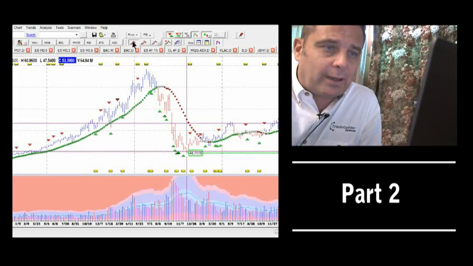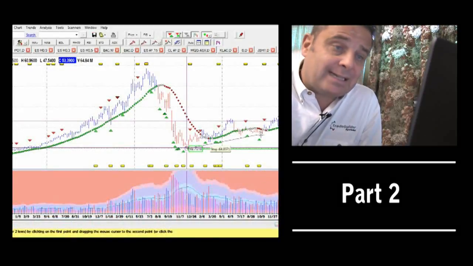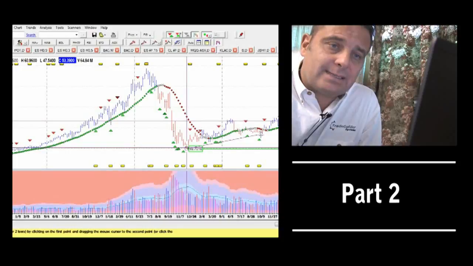So we're going to do a nice trend line here. We're going to take the low from here, and we're just going to hold it onto the next line. This is how you draw a trend channel. This is how Wyckoff would do it. This is how Tom would do it.